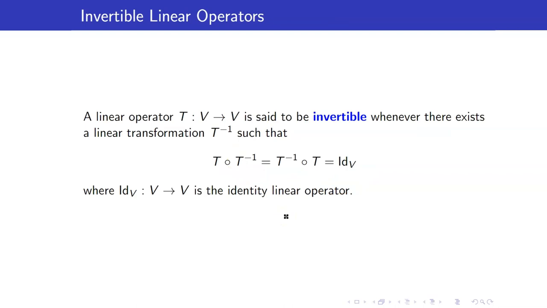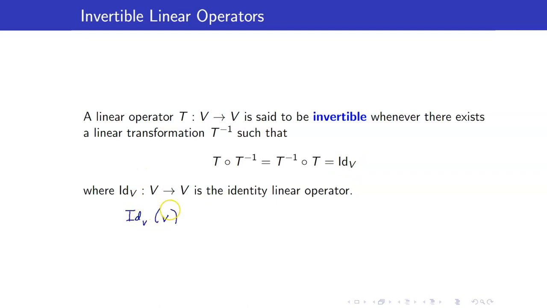Let's talk about invertible linear operators. A linear operator is said to be invertible whenever there exists a linear transformation, T inverse, such that the composition of this transformation with T is equal to the identity linear operator. What is this identity linear operator?